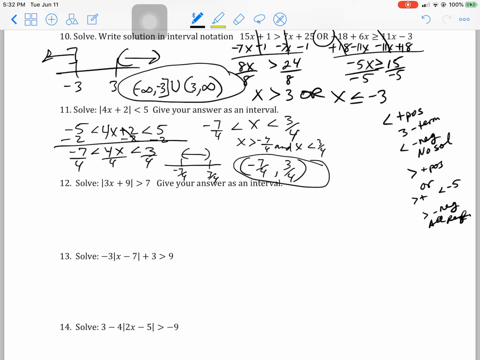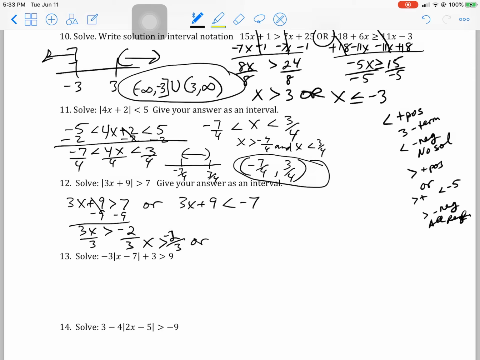Okay. This one is a greater than, so a greater than with a positive, you're going to turn into an or. So you're going to write it as is, put an or, and then write it with a flip symbol and a negative number, and then solve. Keeping all the symbols the way they are. Dividing by a positive number, we're not flipping anything. Oops. Sorry. There, or. And this one's negative 9.